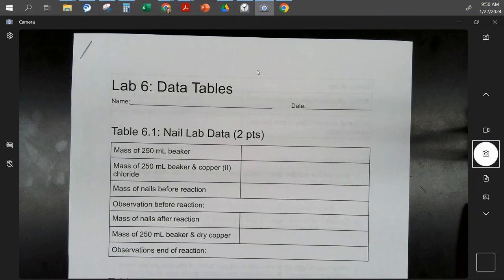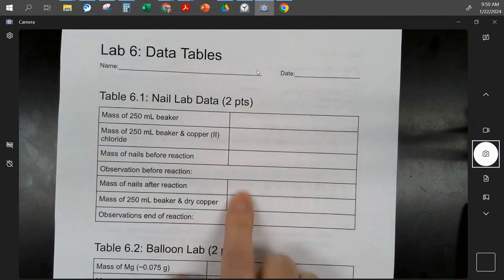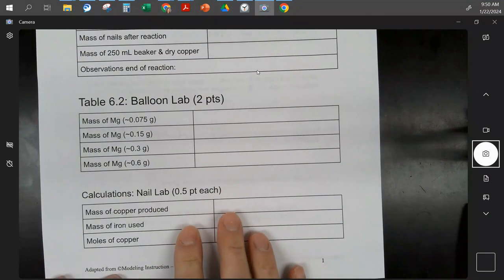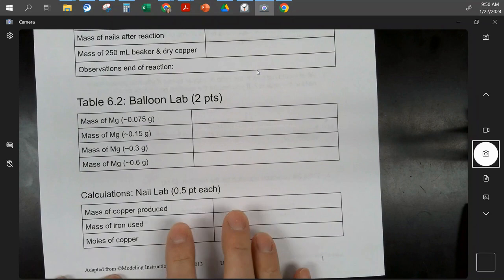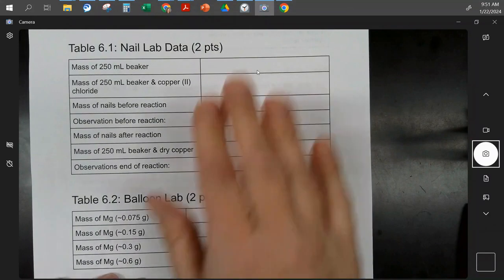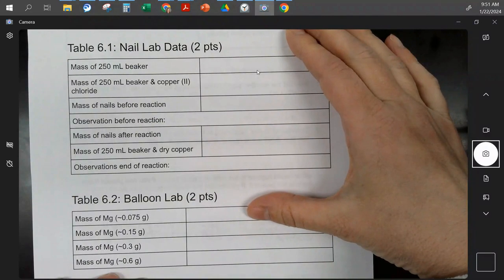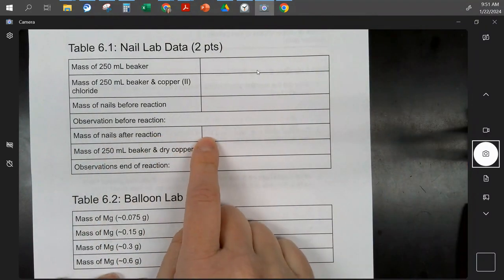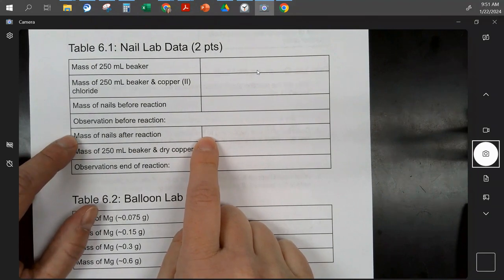Okay, so you should have been able to fill out all of the data tables now. So this table and this table. This table needs a little bit of math. So let's talk about this table. Let's see. Were we able to get all of the information in this table okay? So like mass of nails after the reaction, that should be just the dry nails. You should measure those, the mass.